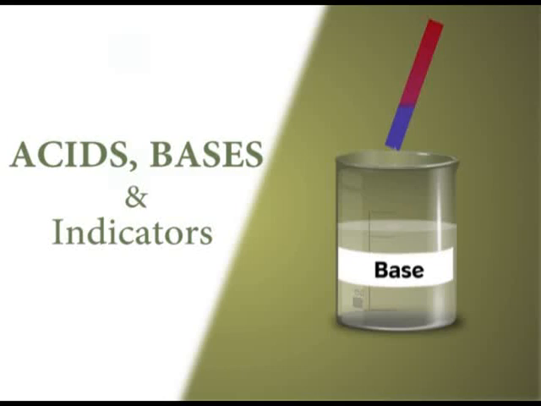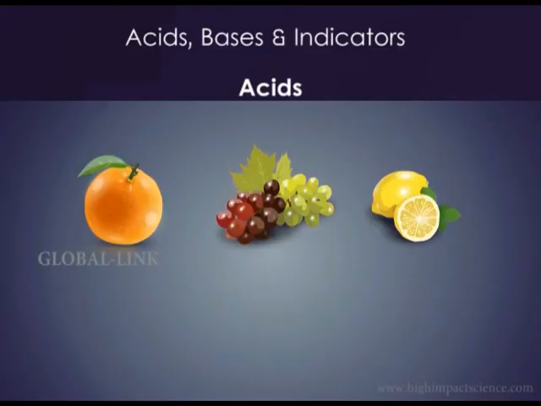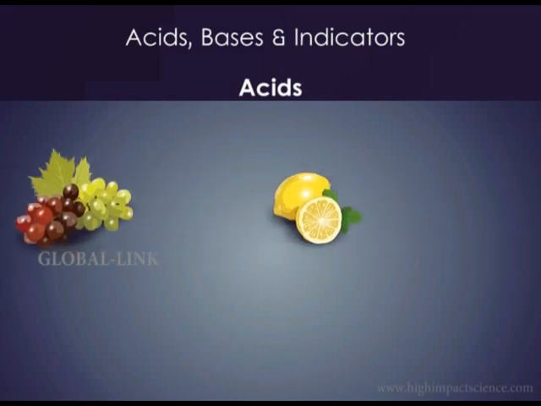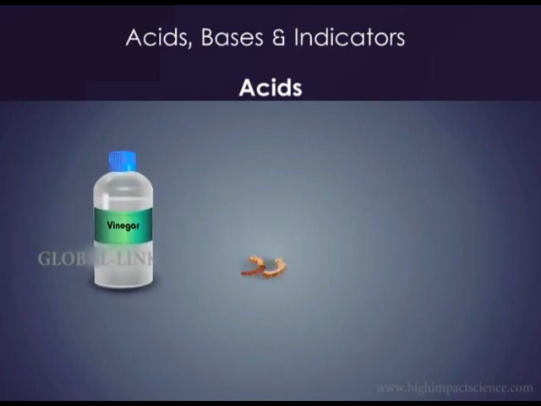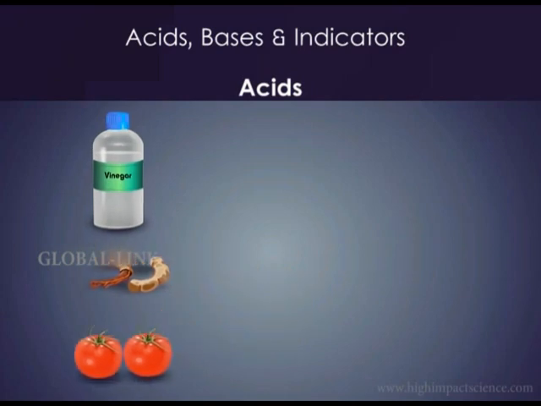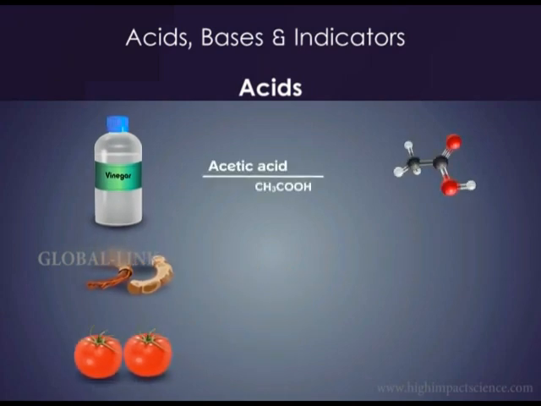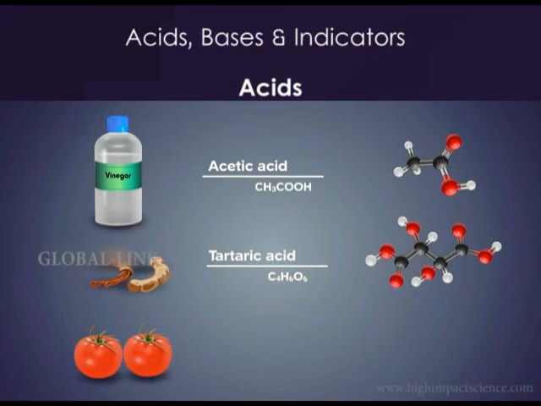Next chapter, acids, bases and indicators. Now, citrus fruits such as lemons, oranges and grapes are sour in taste. These fruits taste sour due to the presence of acids. Acids are also found in foods such as vinegar, tangerines, and tomatoes. Vinegar contains acetic acid, tangerines contain tartaric acid, and tomatoes contain oxalic acid.